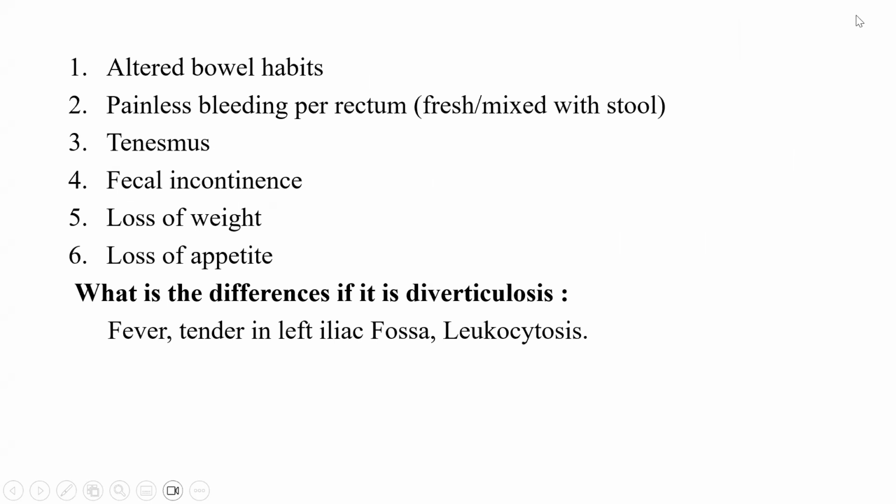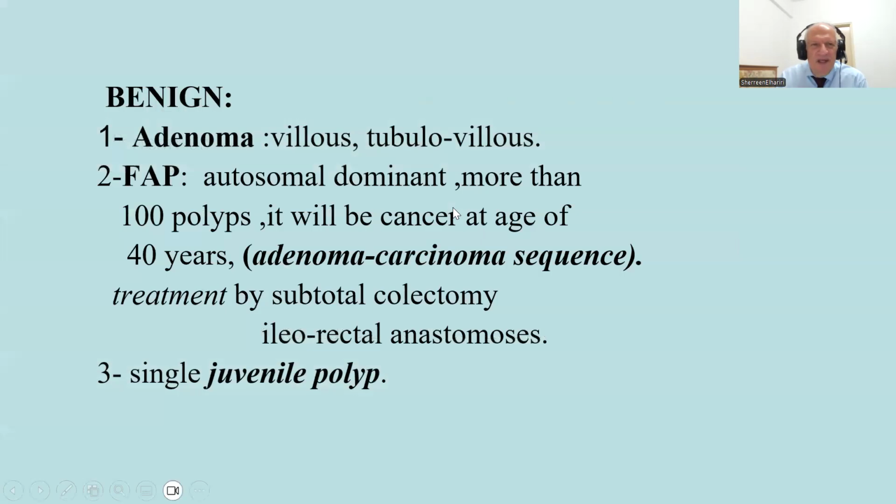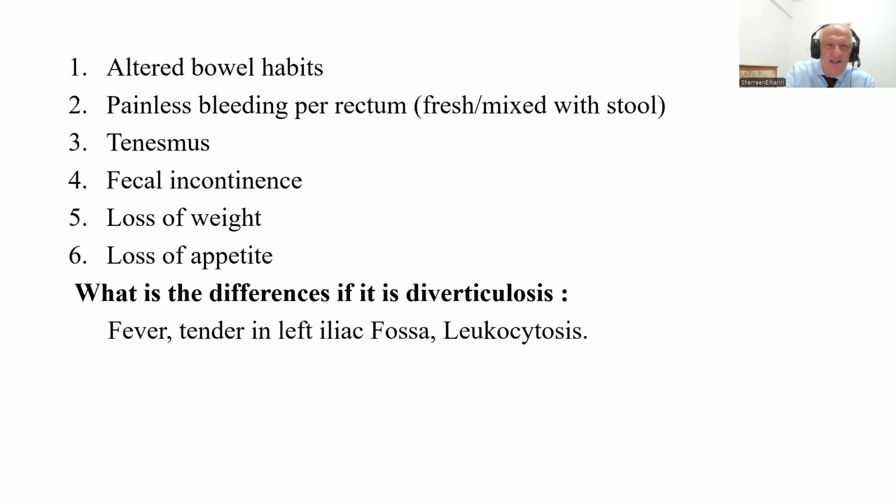Okay? So we have the colonic presentation of cancer colon: altered bowel habit, constipation, diarrhea, bleeding per rectum, fresh or mixed with stools, tenesmus, incomplete evacuation, fecal incontinence, loss of weight, loss of appetite. Diverticulitis, not diverticulosis, has a fever, tender left iliac fossa, leukocytosis. Of course, diverticulosis can cause massive bleeding also. Okay, so how to classify the colon tumor?